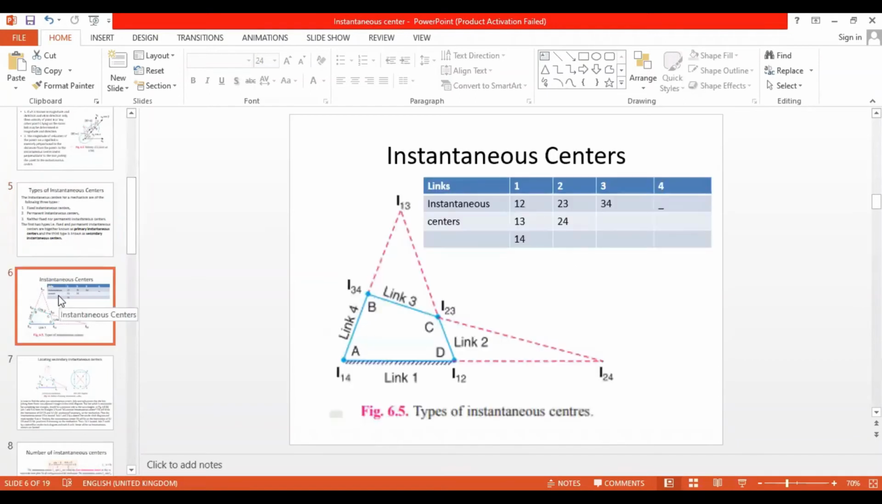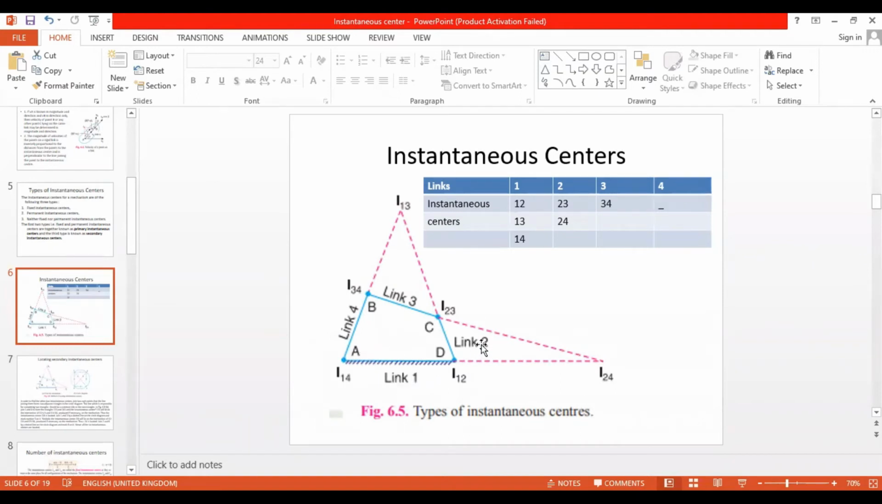Now we'll go for a 4-bar mechanism. You know this is a 4-bar mechanism, and we have 4 links and 4 joints. We'll mark the instantaneous centers here. So here you see link 1, link 2, link 3, and link 4. These are the 4 links.